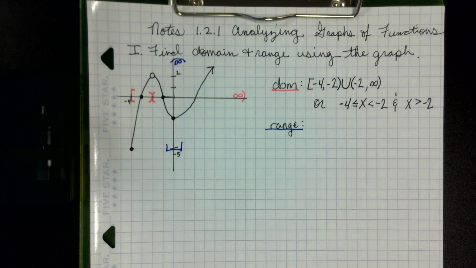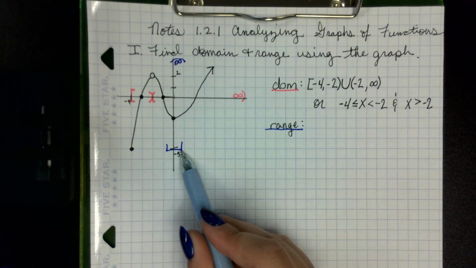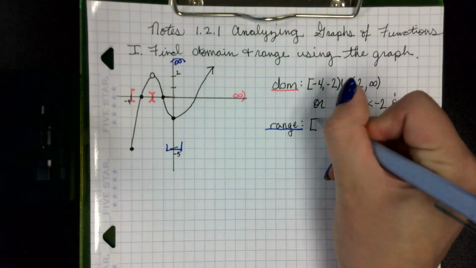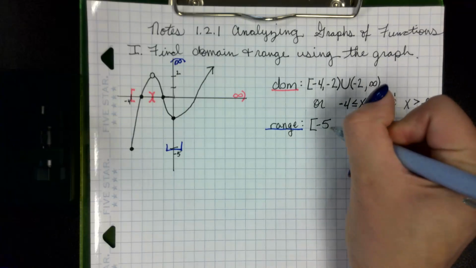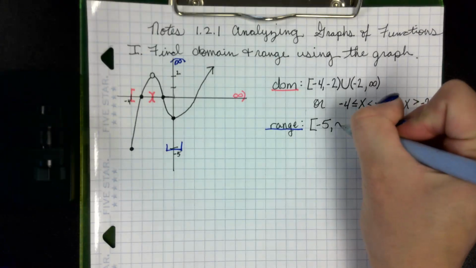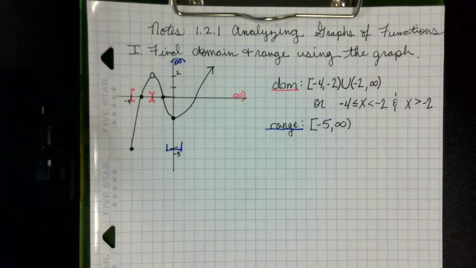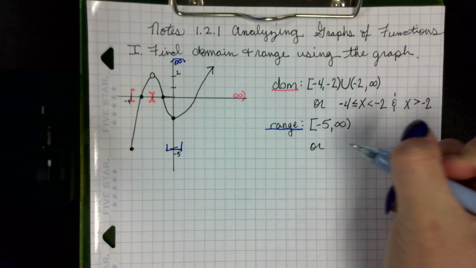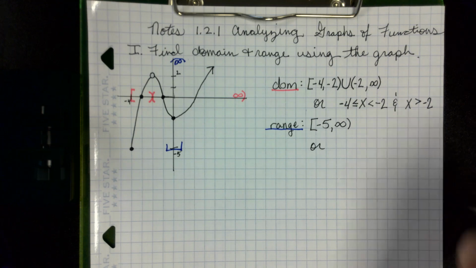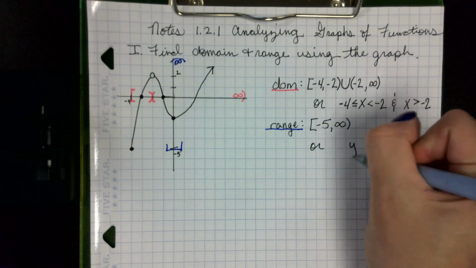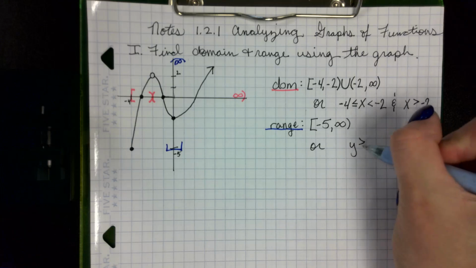So then I can write my range. Smallest to largest, start at the bottom. It was a bracket, -5. And then from -5 it goes to infinity. Infinity always gets parentheses. Or I could write this in inequality notation, since it's pretty simple. The biggest thing with range in inequality notation is you must call it y, not x, because range is always y. In this case, it's y greater than or equal to -5.